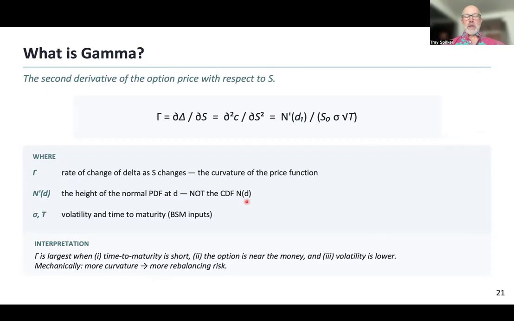So in terms of the interpretation of gamma here, we'll see that gamma is largest when time to maturity is short, and also when the option is at the money. And thirdly, when volatility is lower, we get more action in gamma. That is, it's larger. So mechanically, the more curved the option pricing relationship is with the underlying shares, the more rebalancing risk you have on a particular option.